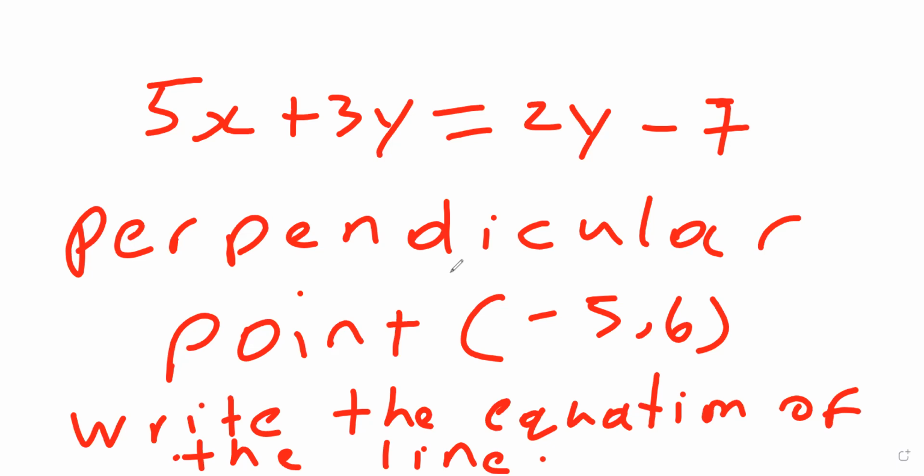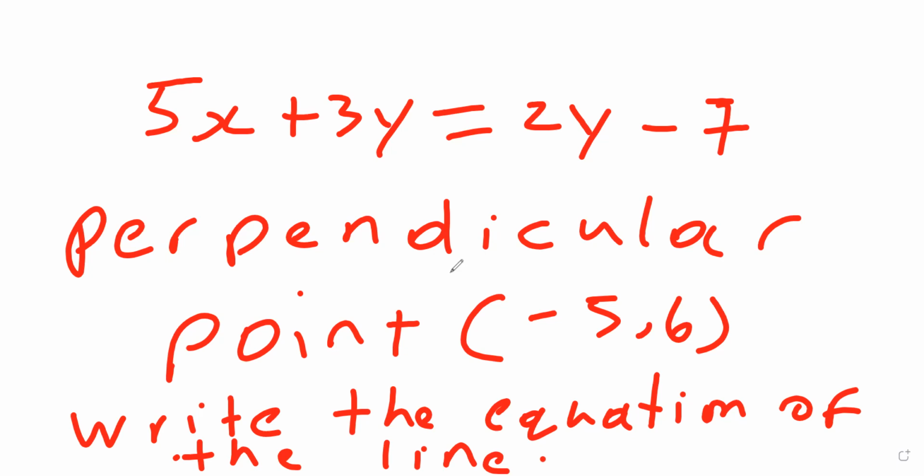All right, so we'll be looking at this algebra question regarding the equation of a straight line. The equation you see at the top is 5x plus 3y equals 2y minus 7. We need to write an equation that is perpendicular to this equation and passes through the point (-5, 6). So we're going to go right ahead.